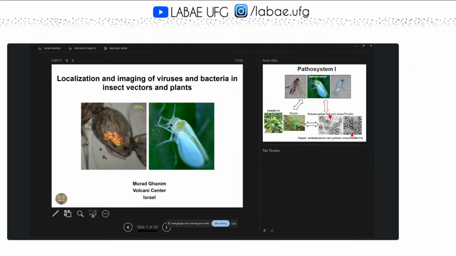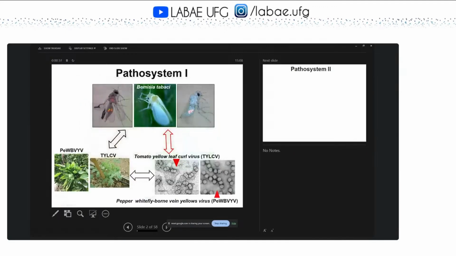So hello everyone. My name is Murad, and I'm from the Volcani Center, as Patricia said, in Israel. And we basically focus on plant pathogen transmission by insects, and we focus on 2 pathosystems that we currently work on. One is the transmission of plant viruses by whiteflies, and we mainly focus on the Bemisia tabaci whitefly, which is a very important insect pest.